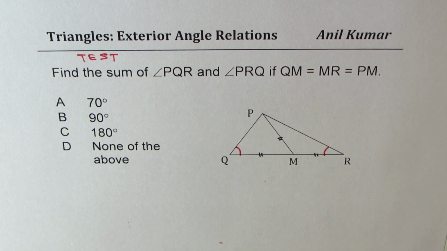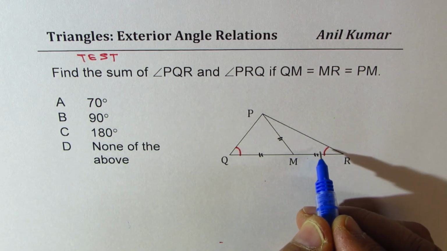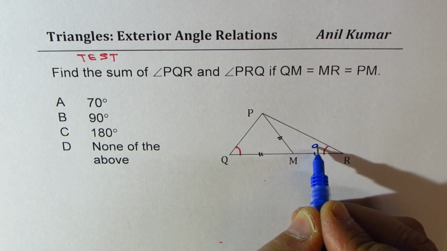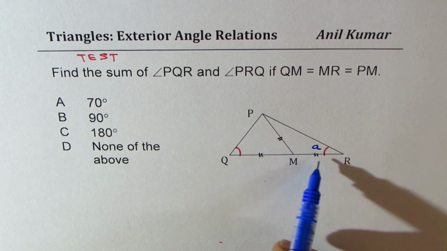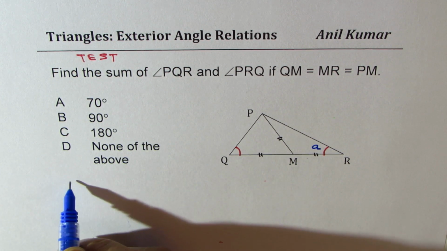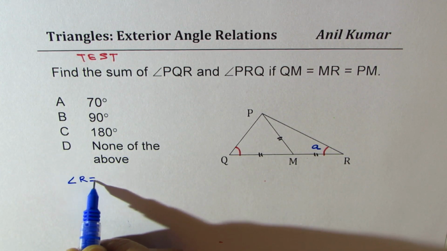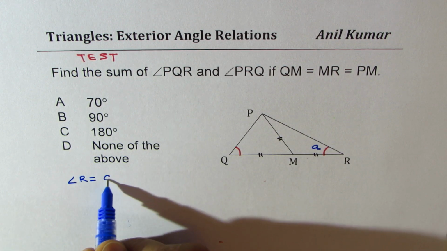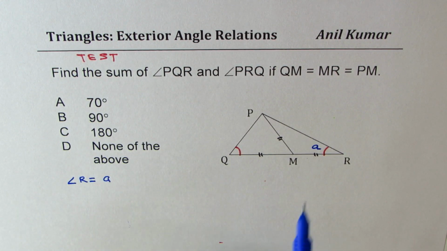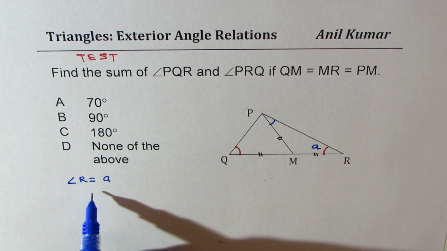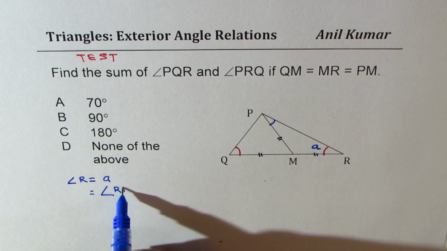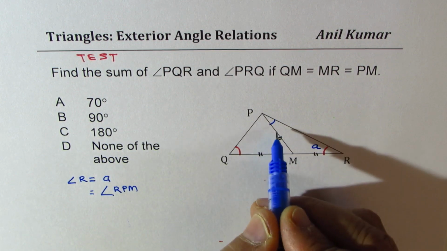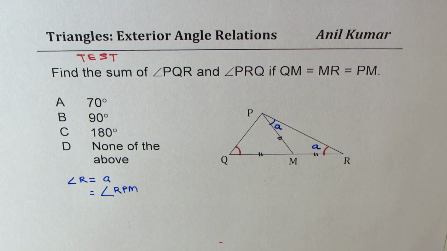Now to begin with, what we can do is assume some angle A here, right? So if this is A and we have an isosceles triangle, then we know that angle R is equal to this A, which we have assumed. Now this angle should be equal to angle RPM, since they are isosceles triangles. So this is also A, correct? So these two are the same angles.